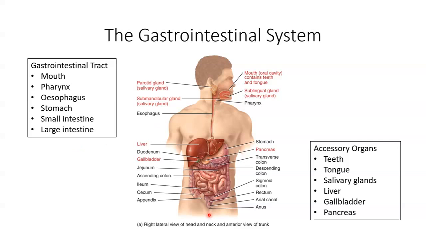If it was all at rest and relaxed, it would be about 5 to 7 meters in length. The accessory organs act to aid in digestion, either directly, like the teeth and the tongue, where they contribute to chewing or swallowing, or indirectly, like the liver, gallbladder, and pancreas, which secrete substances into the gastrointestinal tract to assist with chemical digestion, but they never actually come into contact with food.